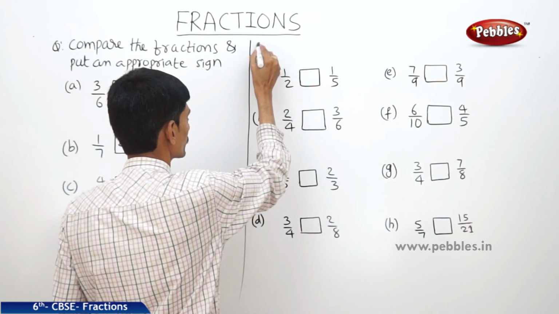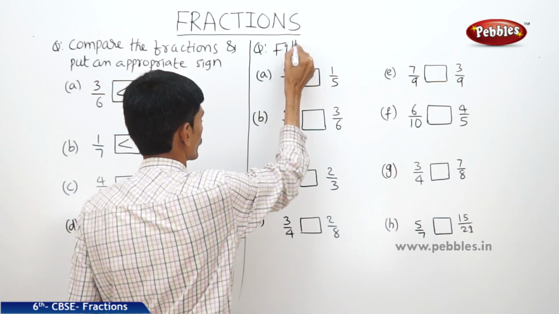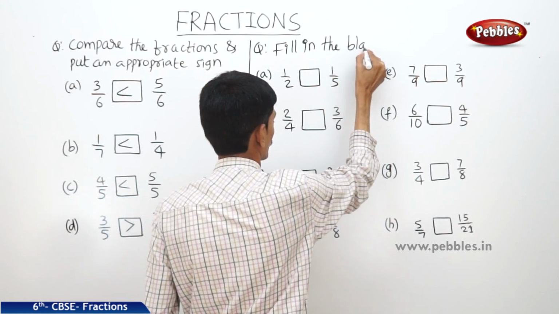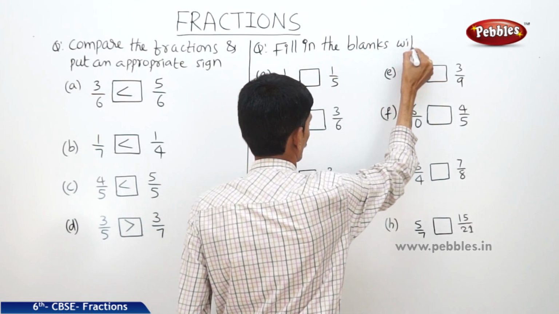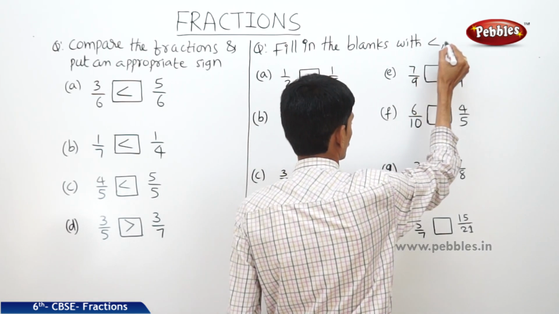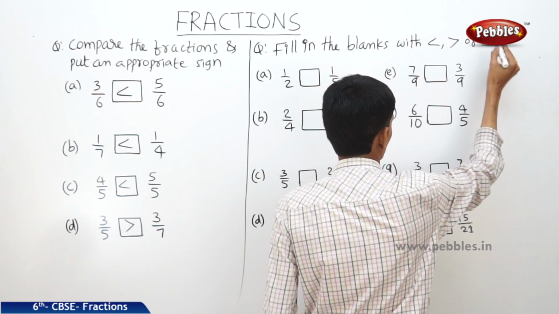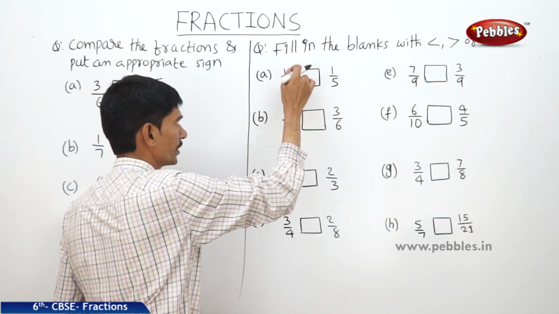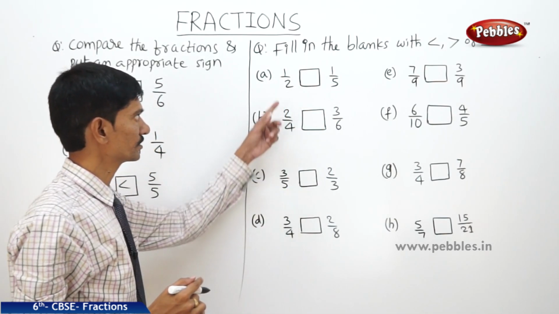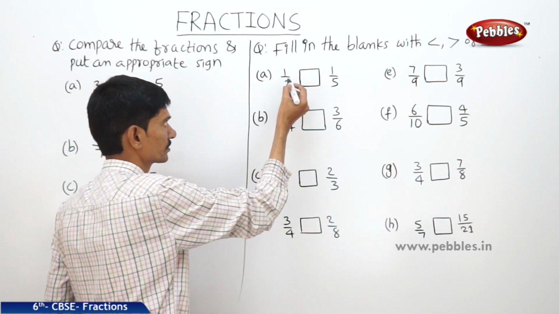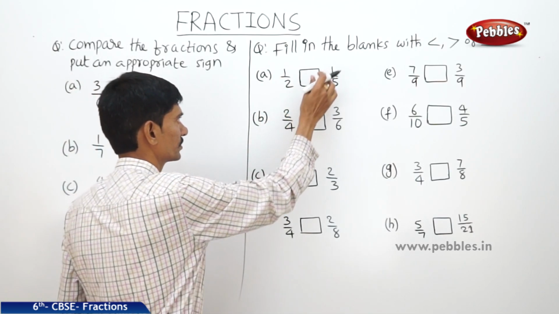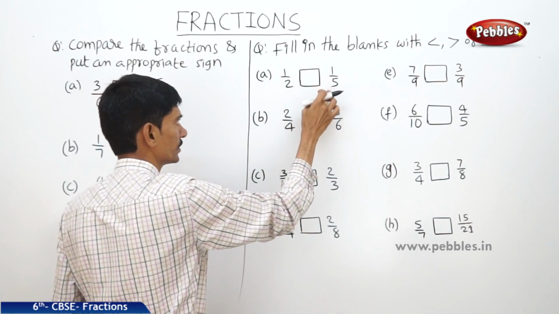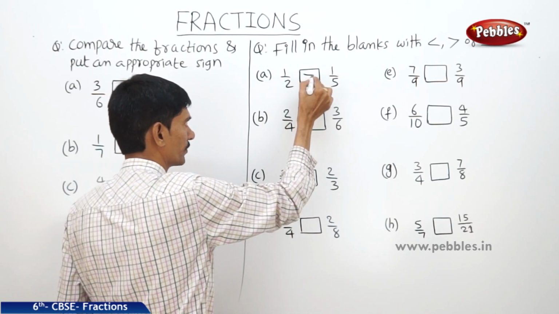Next, fill in the blanks with less than, greater than or equal to sign. Now in the first question, 1 by 2 dash 1 by 5. Here the numerators are equal. So when you compare the denominators, 2 is less than 5, but 1 by 2 is greater than 1 by 5.